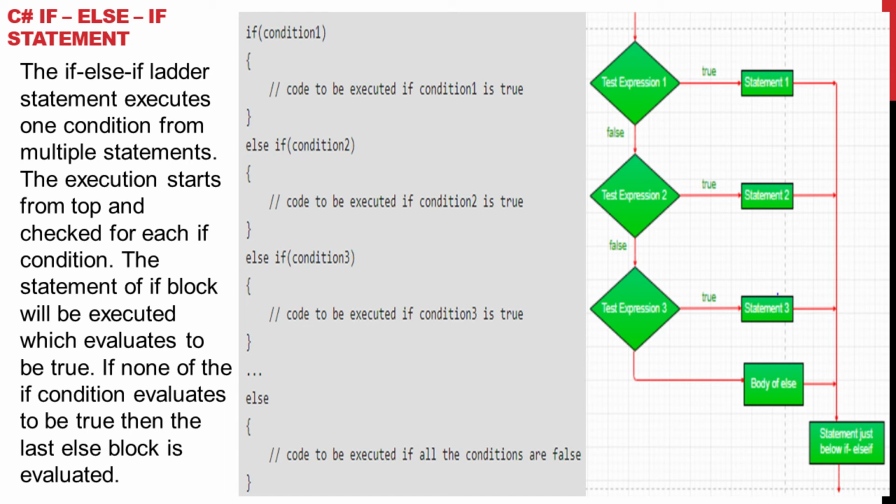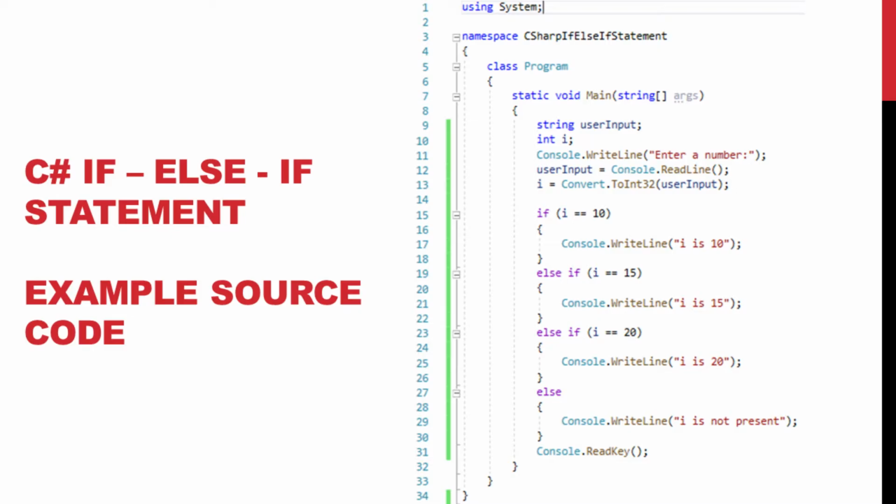C# if, else if statement. The if-else if ladder statement executes one condition from multiple statements. The execution starts from the top and checks each if condition. The statement of the if block which evaluates to be true will be executed. If none of the if conditions evaluates to be true, then the last else block is executed.